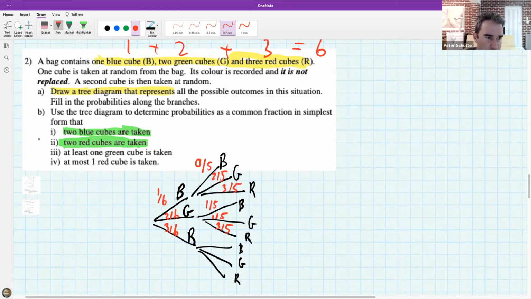So remember, we're trying to do both 1 and 2. I see some of you have got the answers. And then if I choose a red one to start with, 1 out of 5.